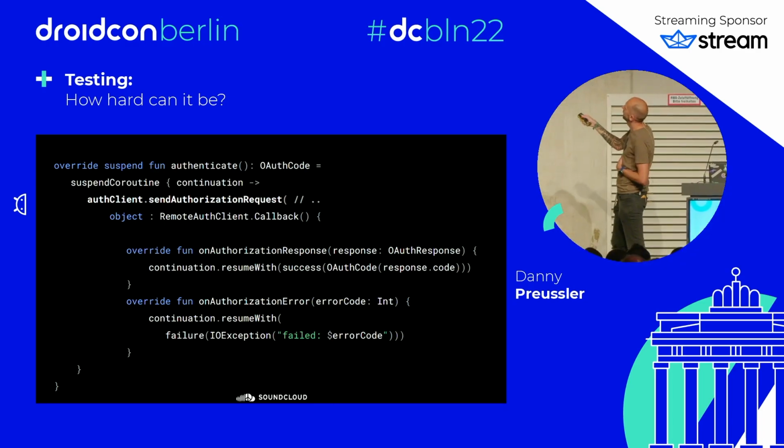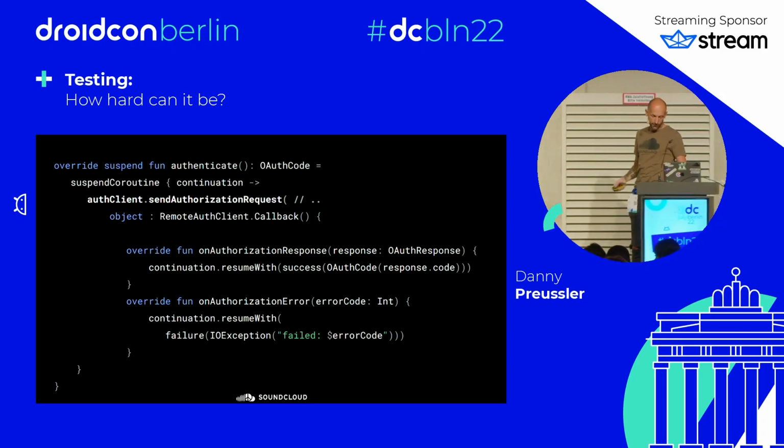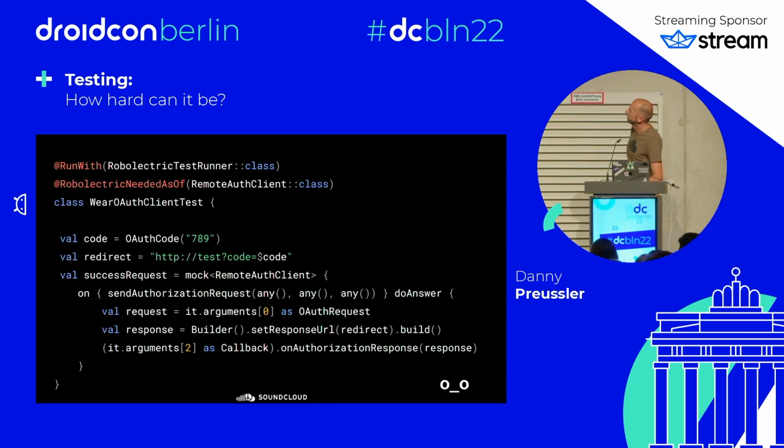So we're calling one method, and we're returning the result. And the result is either the auth code response here or an exception. So very simple. So these are the three important lines. Everything else doesn't matter. So now we have to test this, and now it's getting ugly.